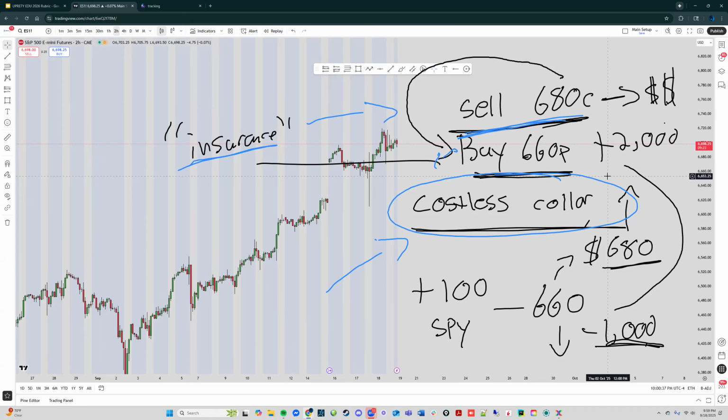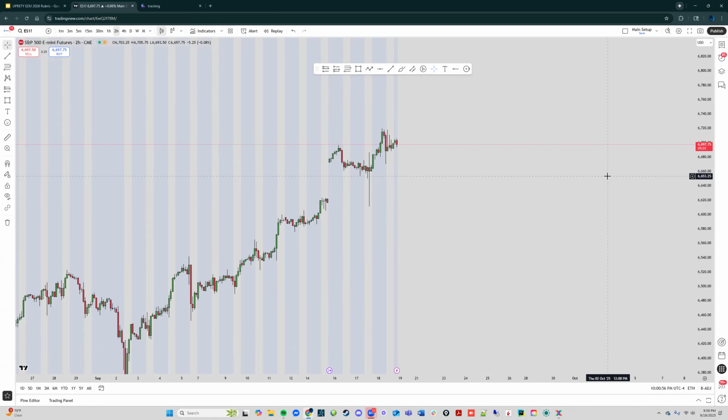The only drawback is upside potential is capped at 680. So the only downside, once again, is if it goes over 680, you're only going to get 680. You're not going to get anything more. But for protecting your butt, I think it's worth it in my opinion. Makes sense.